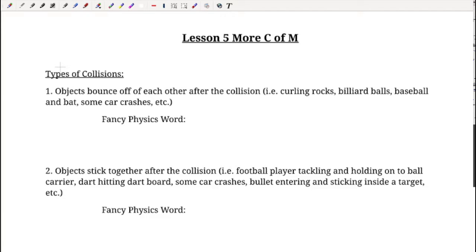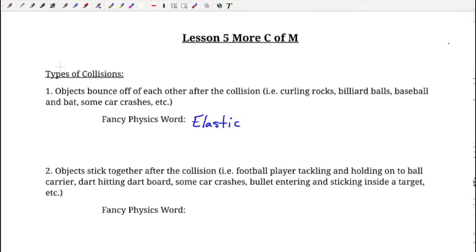And these kind of bouncy collisions, we're going to give it a fancy physics word, they are called elastic. Think of a bouncy ball: it's elastic, it kind of compresses and then stretches again. Those are called elastic collisions.